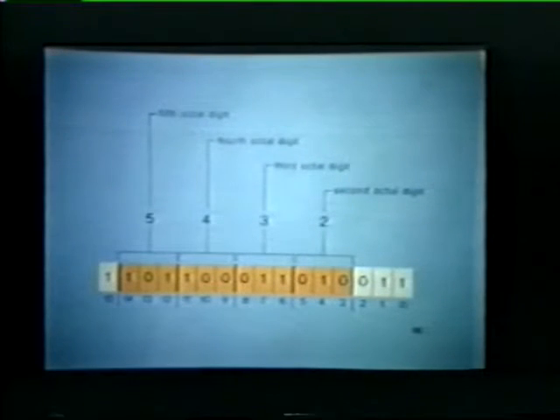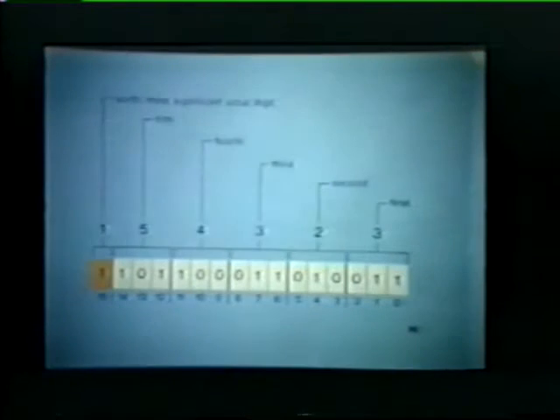Bits 3 through 14 are grouped in a similar manner to form the second, third, fourth, and fifth octal digits. Reading from left to right in this example, the resulting octal digits are 5, 4, 3, and 2. The sixth and most significant octal digit is formed by a single bit, namely bit 15. Thus, our 16-bit PDP-11 word has been reduced to its octal equivalent of 154323.